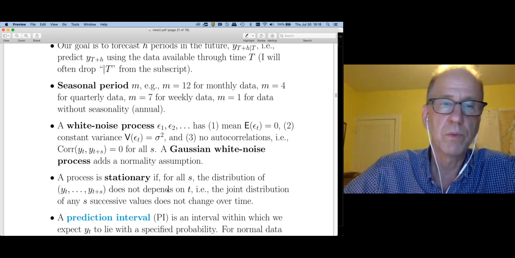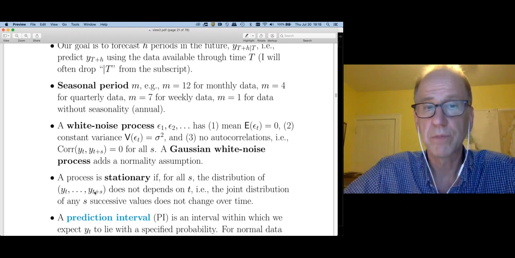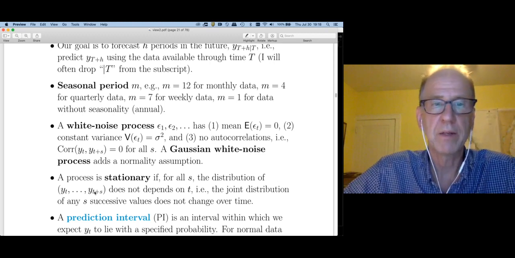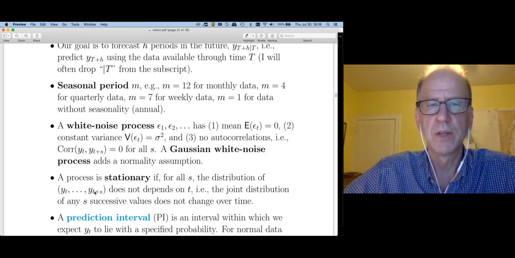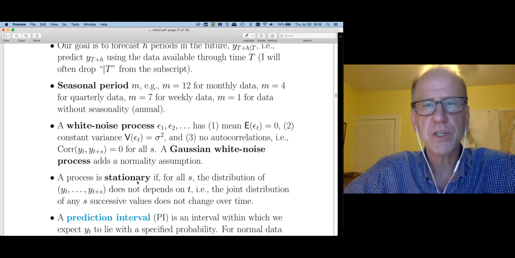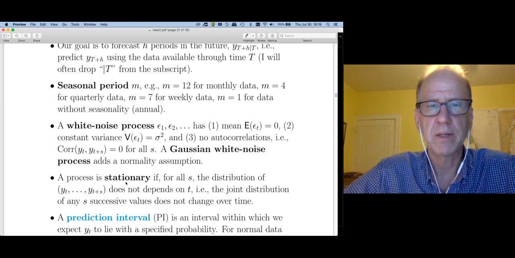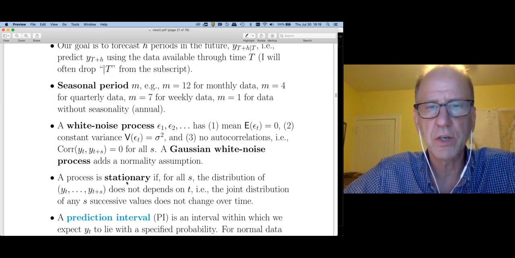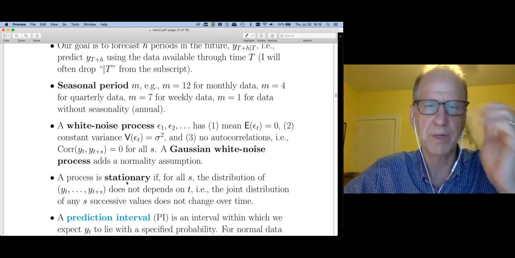And so what that really means is the mean isn't going to shift, the variance is not going to change, and the correlations between these will not change. So we can think of stationarity as a much weaker concept than a white noise process, but it's not changing over time, and that's a desirable property in a lot of situations.